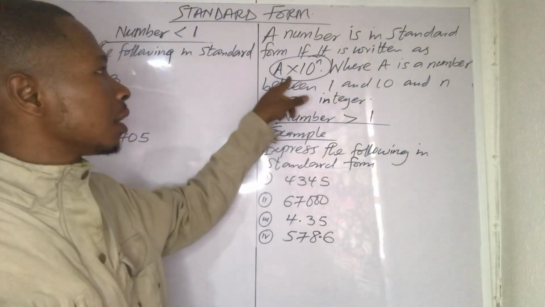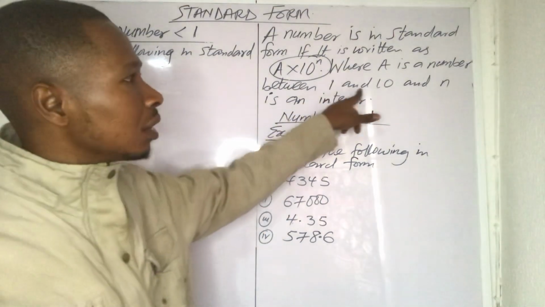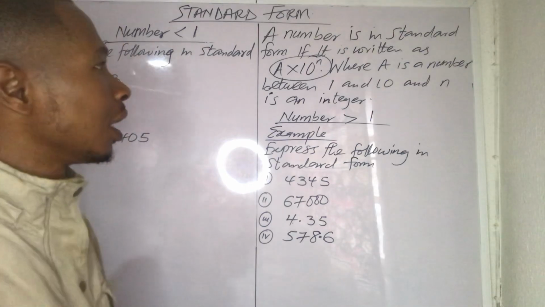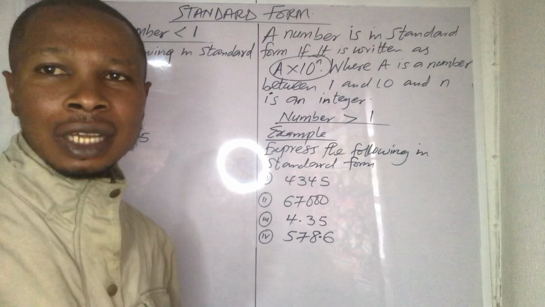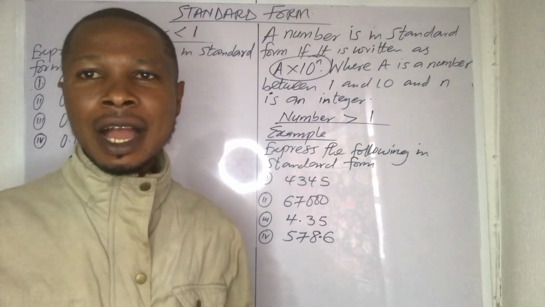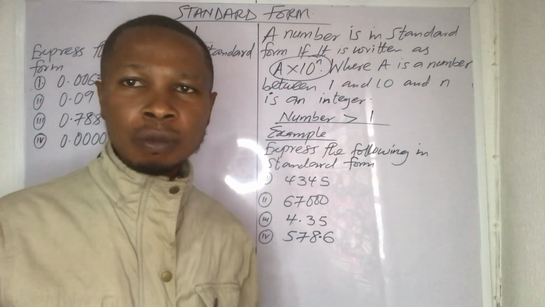It must have a times 10 raised to power n, where a is a number between 1 and 10, and n is an integer. And I hope you recall that an integer is any positive or negative whole number.